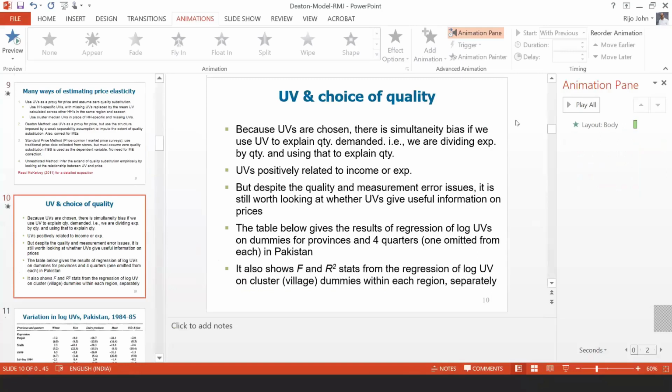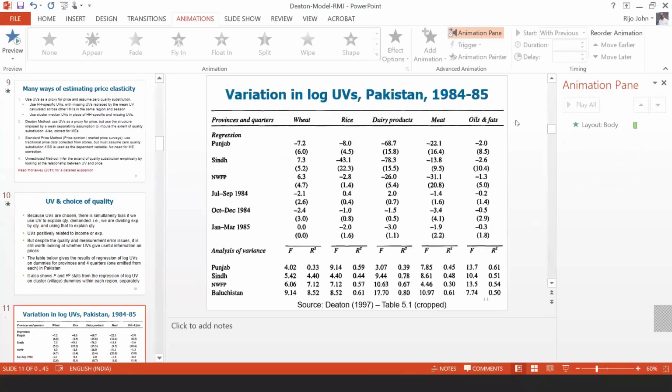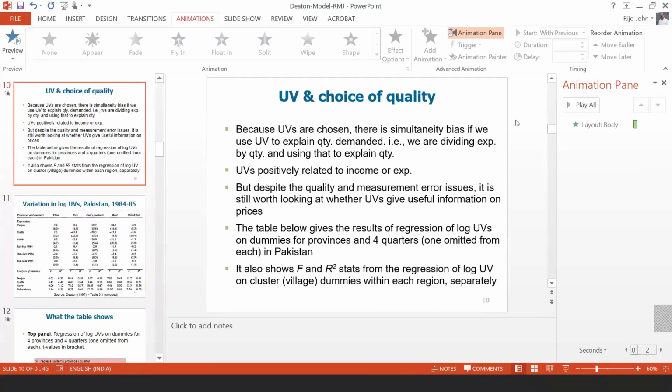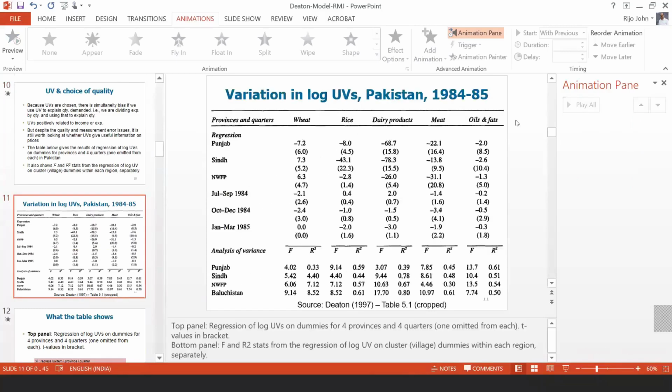Here is a table which gives the result of a regression of log unit values on dummies for provinces and for quarters. This is the data from Pakistan, and the table is taken from Deaton's book. This is essentially the result of regressing the log unit values on just the dummies of regions and seasons in a year.